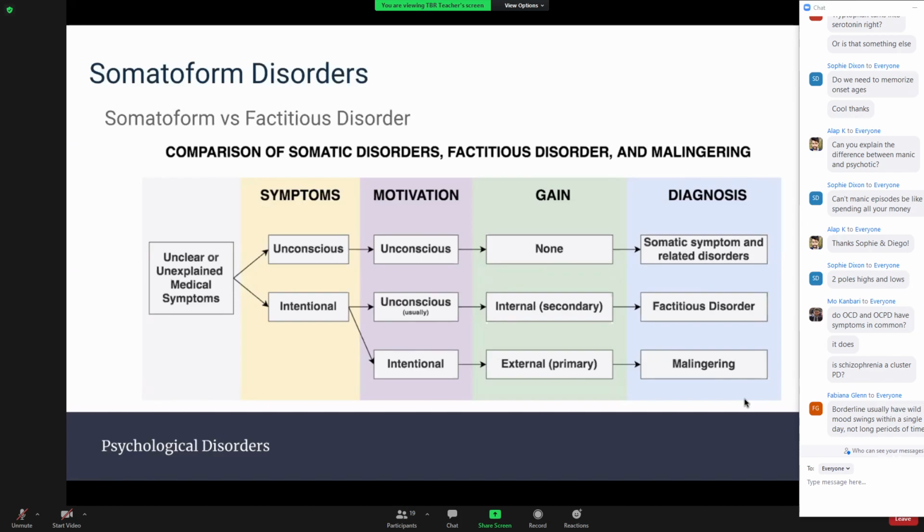Factitious, the thing to gain here is not the lottery ticket. The thing to gain is something called sick role. Can anybody define sick role?